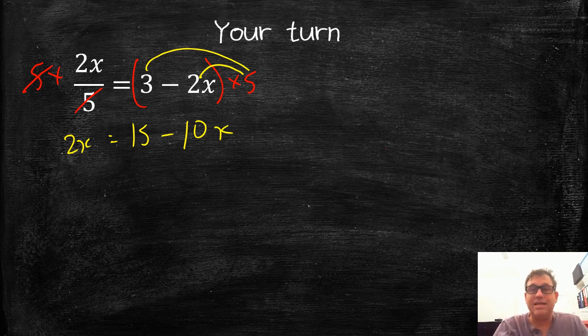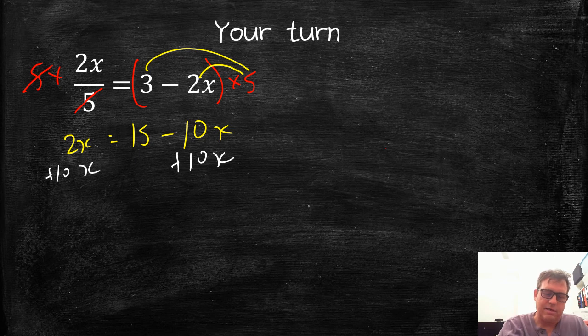Now, my x's are together. So, which is smaller, 2x or minus 10x? Remember, that's not a 10x, that's a minus 10x. Well, minus 10x is smaller, so I'm going to add 10x to both sides. So, 12x equals 15. I'm going to divide by 12.